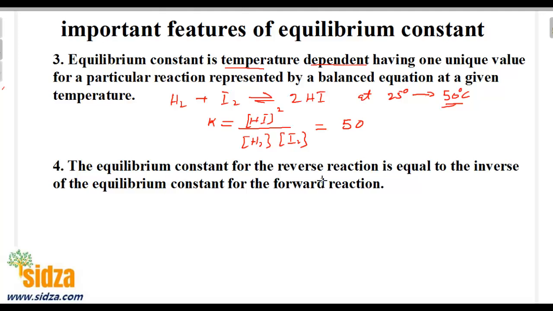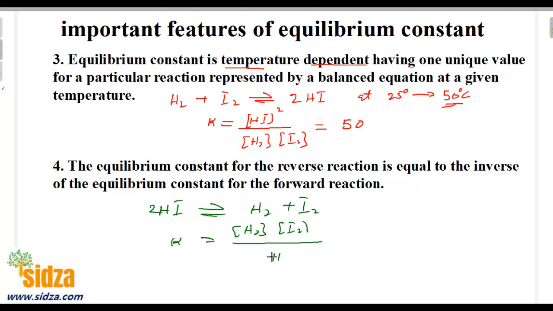And the equilibrium constant for a reverse reaction is equal to the inverse of the equilibrium constant for the forward reaction. That means, if this is our reaction here, correct? And you find the equilibrium constant, which is HI square by H2 and I2, and if I reverse this reaction now, if I write the same reaction like this, 2 HI, now under equilibrium with the hydrogen and the iodine, then the equilibrium constant for this reaction will be written as concentration of hydrogen and iodine divided by HI power 2.